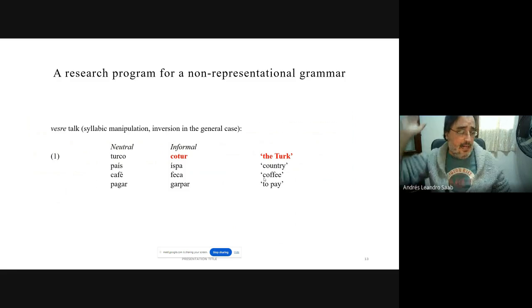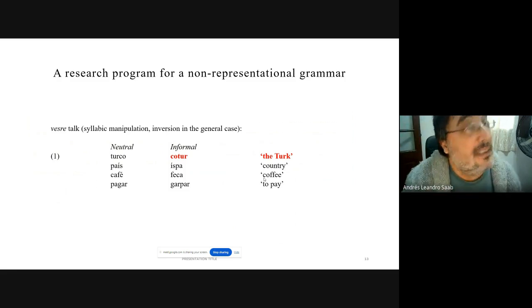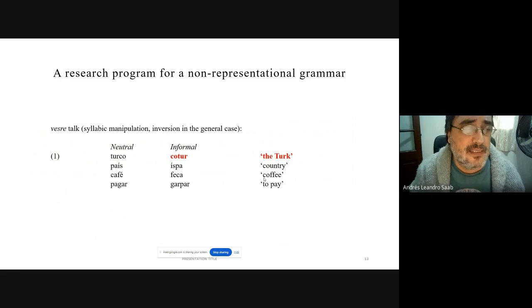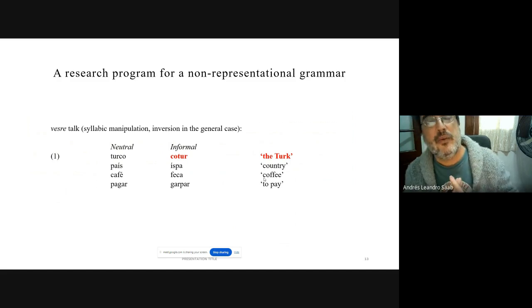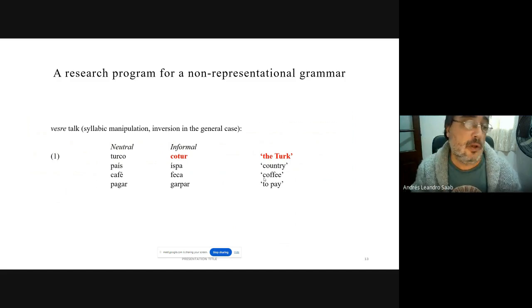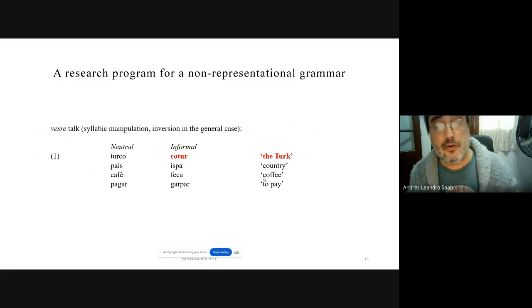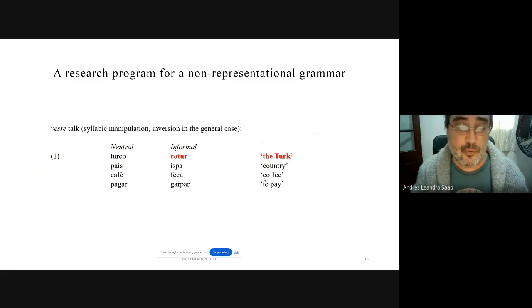There are other types of phonetic strategies to get expressive meaning. For instance, there is a very classic way to talk in Rioplatense Spanish, which is called vesre talk, which basically consists in a syllabic manipulation in which you invert the syllabic structure of the word and then you get an informal flavor. For turco, you say "cotur." For país, country, you say "ispa." For café, coffee, you say "feca." For the verb pagar, to pay, you say "garpar."